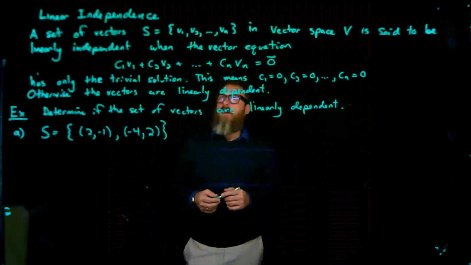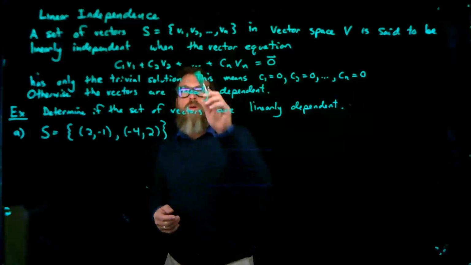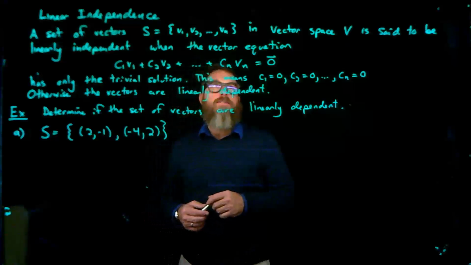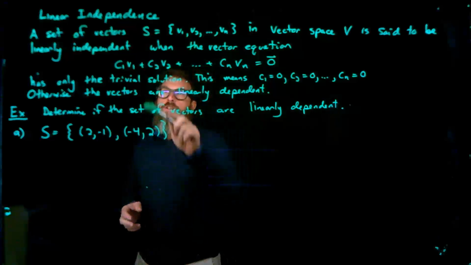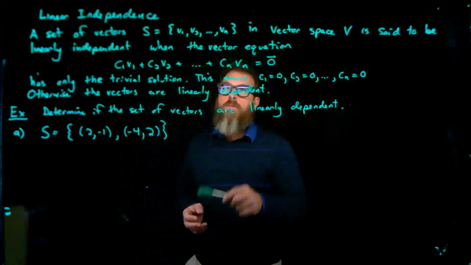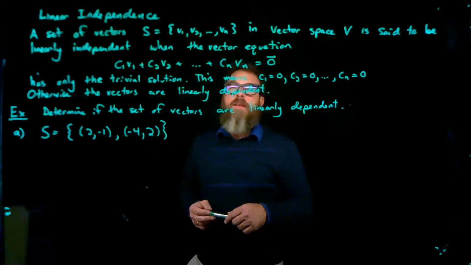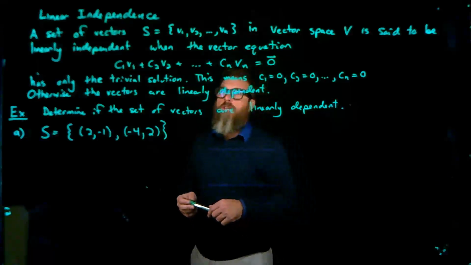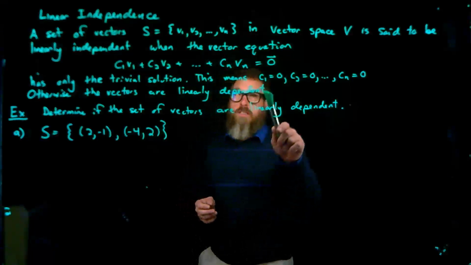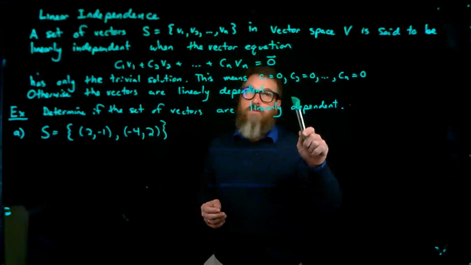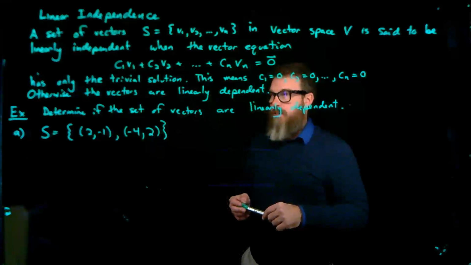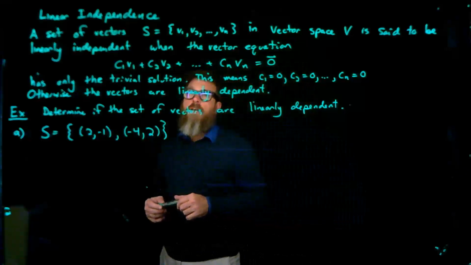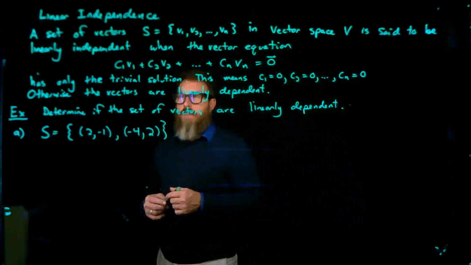So the set of vectors S, which is v1, v2, all the way to vn, in vector space V, is said to be linearly independent when the vector equation c1v1 plus c2v2 all the way up to cnvn equals a zero vector has only the trivial solution. So this just means that c1, c2, c3, all the way up to cn, all have to be zero simultaneously. Otherwise, we'd say the vectors are linearly dependent.